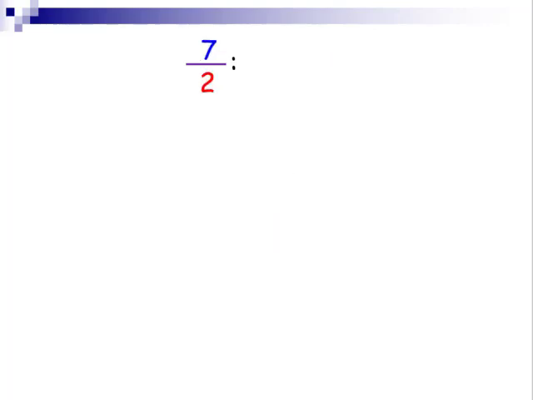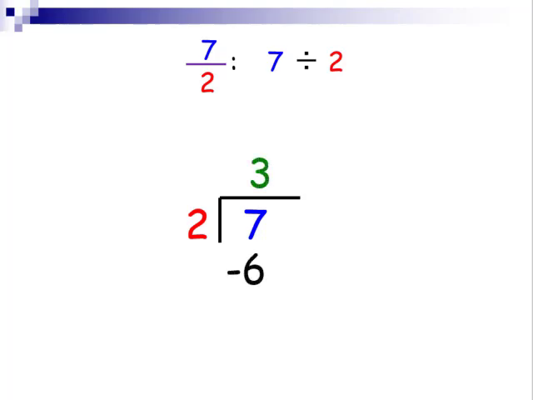You may want to pause to try to simplify this fraction. 7 divided by 2. 2 goes into 7 3 times. 3 times 2 is 6. 7 minus 6 is 1. Our remainder becomes the numerator of our divisor.